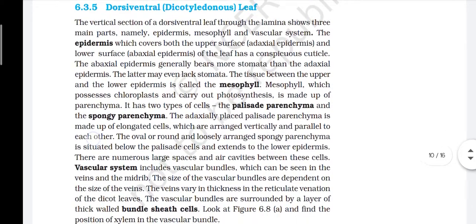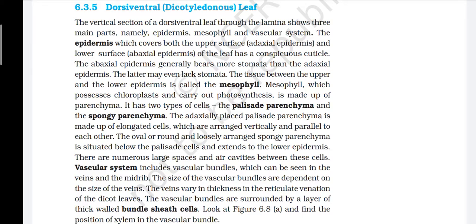Dorsiventral dicotyledonous leaf. The vertical section of a dorsiventral leaf through the lamina shows three main parts, namely epidermis, mesophyll, and vascular system. The epidermis, which covers both the upper surface (adaxial epidermis) and lower surface (abaxial epidermis) of the leaf, has a conspicuous cuticle. The abaxial epidermis generally bears more stomata than the adaxial epidermis. The latter may even lack stomata.